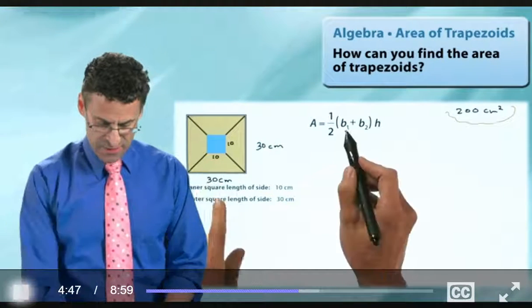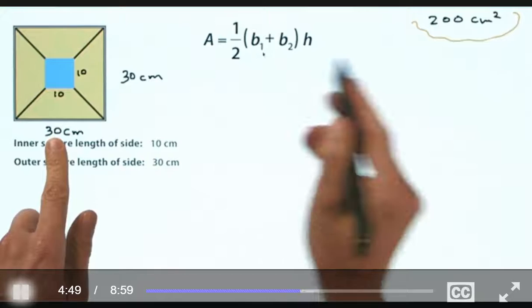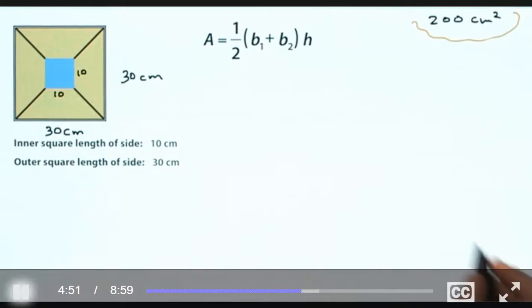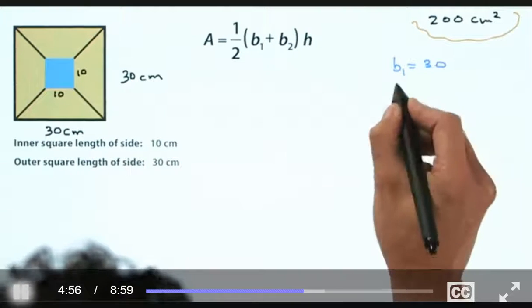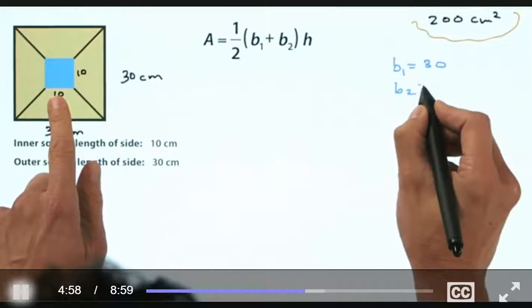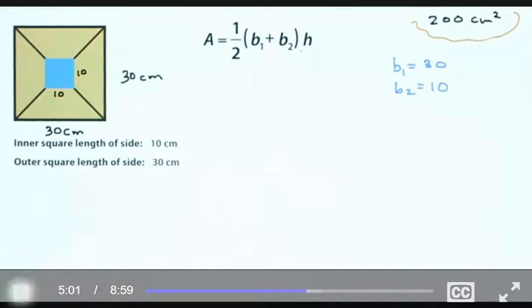Well, so this is easy. We know that the B1 is going to be 30, so I'm going to write that down right now. So we have B1 is equal to 30, and B2 is the top part. That's going to equal 10. And now what about the height?